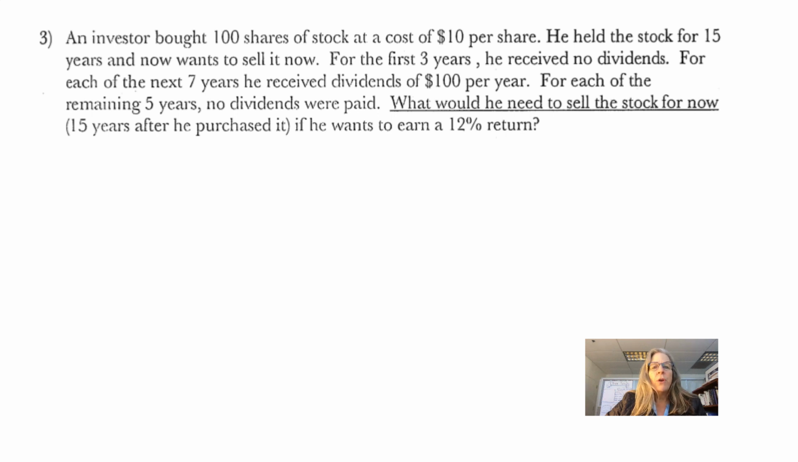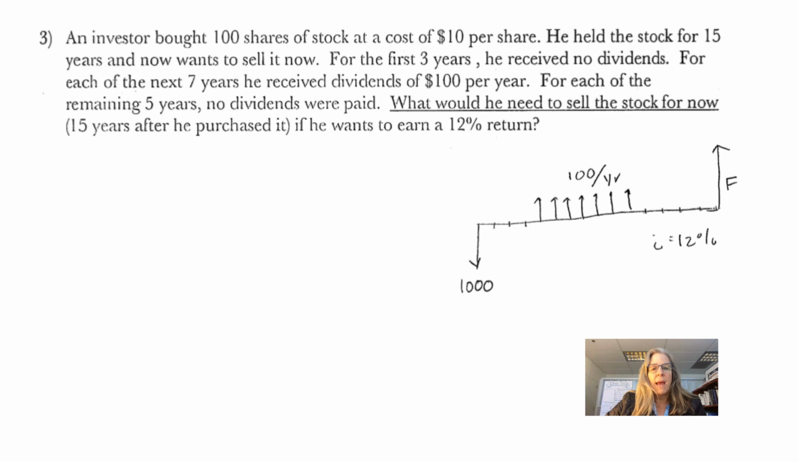Now, I know it's often hard for you to pick out what I'm trying to ask for. So again, I would urge you to draw a cash flow diagram. In this case, we have a down arrow at time period 0 of $1,000. And then for 3 years, there was no income. But then for 7 years, he received $100 per year. And then for 5 more years, there was nothing.